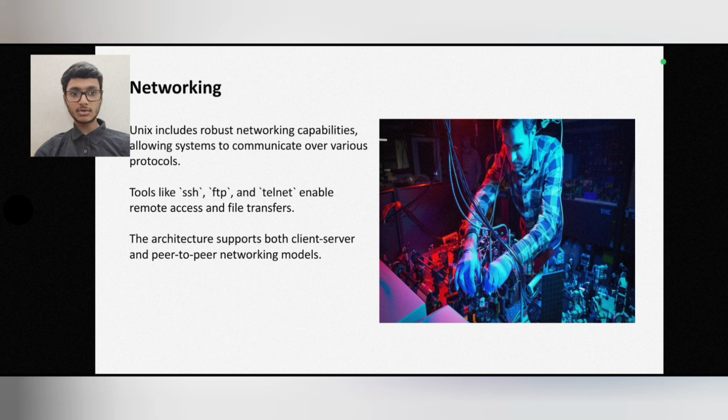Networking. Unix includes robust networking capabilities, allowing systems to communicate over various protocols. Tools like SSH, FTP, and Telnet enable remote access and file transfers. The architecture supports both client-server and peer-to-peer networking models.